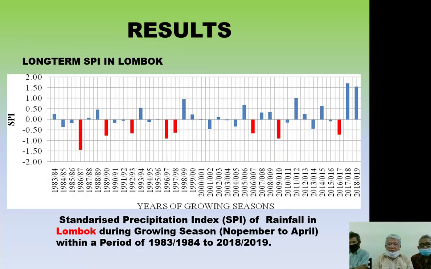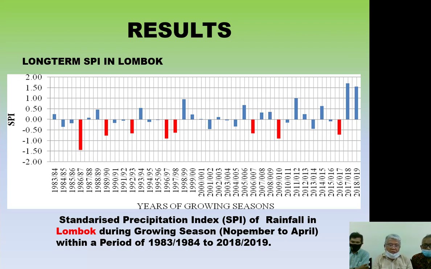Now we come to the result of our research. We observe long-term standardized precipitation index SPI in Lombok during growing season November to April within a period of 1983-84 to 2018-2019. From this figure, we could observe that during that period of time, in some cases there is positive SPI, and in most cases SPI is negative, indicating the drought season occurred in Lombok Island.